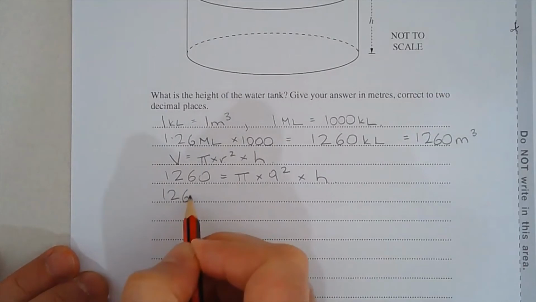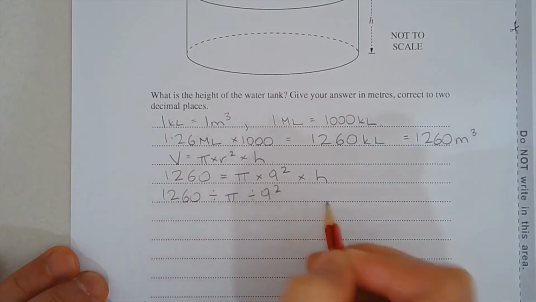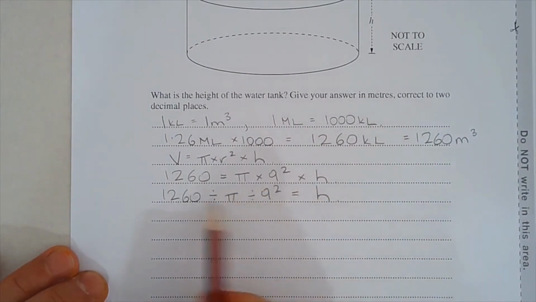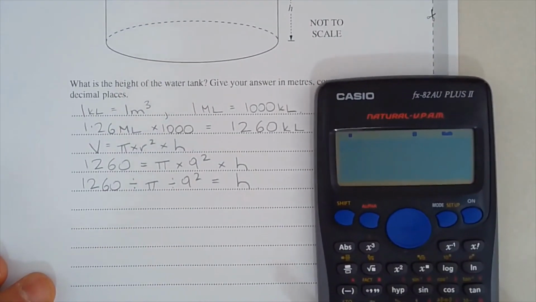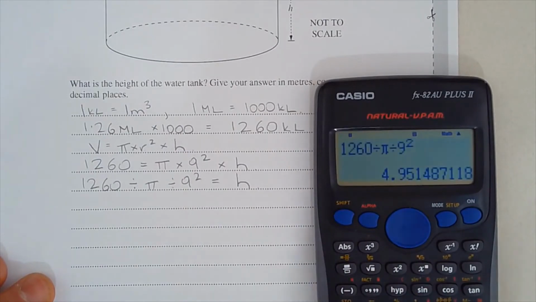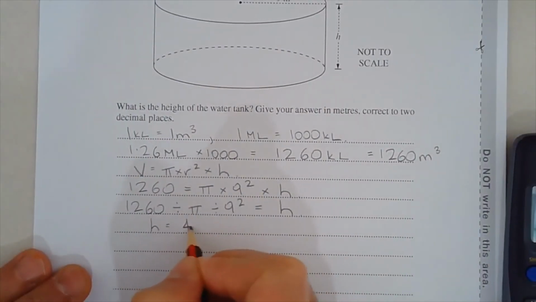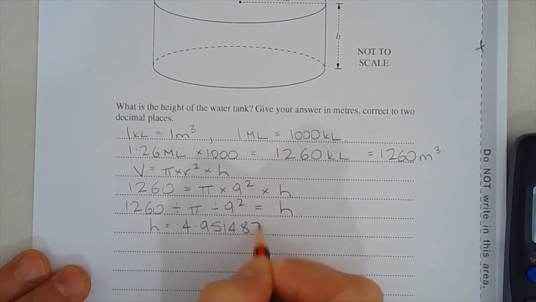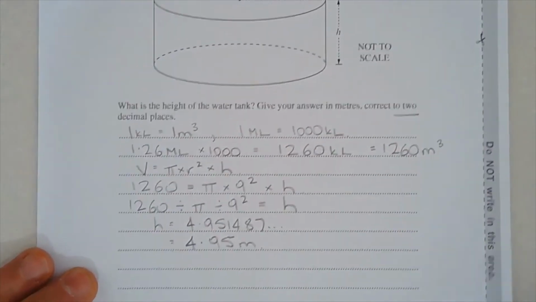So 1,260 divided by pi divided by 9 squared is equal to h. And I could do this because everything's just being multiplied together. There's no additions or subtractions. So let's enter this into our calculator and round the answer correctly, and we are done. 4.95 1487, and rounding it correctly, it's going to be 4.95 meters, correct to 2 decimal places.